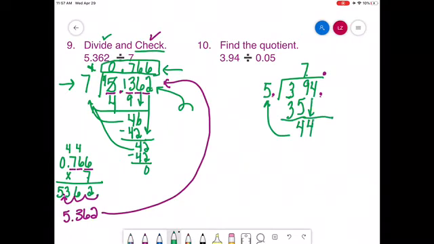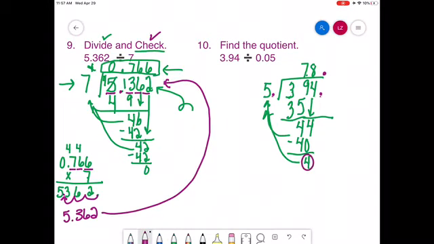Bring down the 4. Now 5 goes into 44 how many times? 8. 8 times 5 is 40. Subtract. We get a remainder of 4. Is 4 less than 5? Yes, it is. Is there anything to bring down? No, there isn't. So what do we do with this 4? We have this remainder.